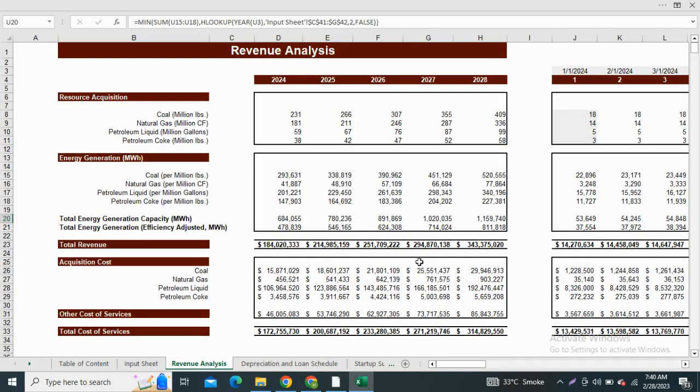Moving on to the revenue analysis, it shows the resource acquisition, energy generation in megawatt hours, the total revenue generated from each of the revenue streams, the acquisition cost, and the total cost of services.